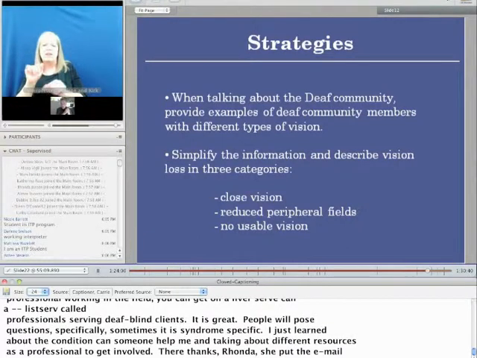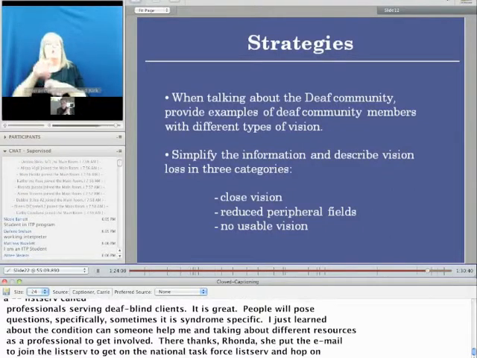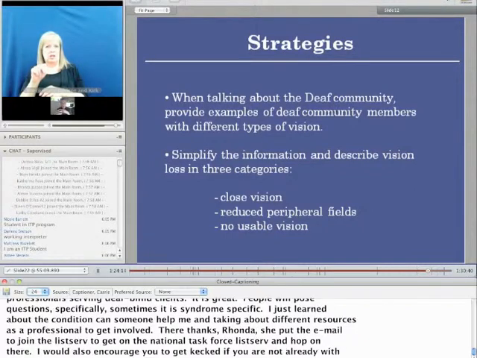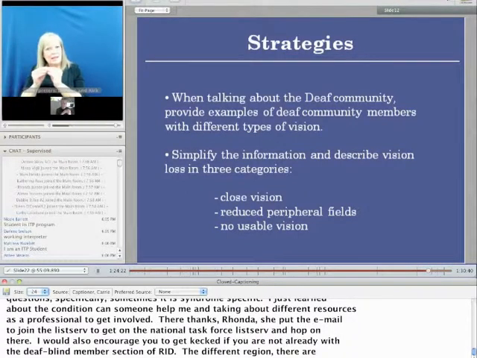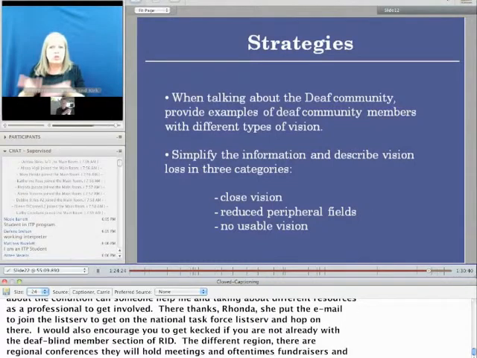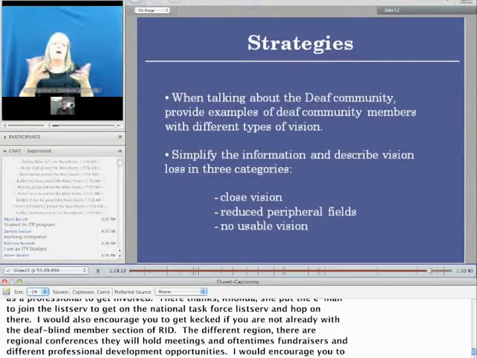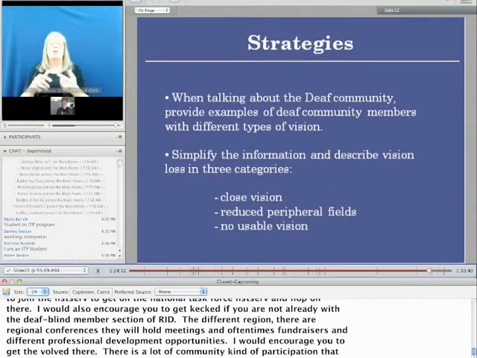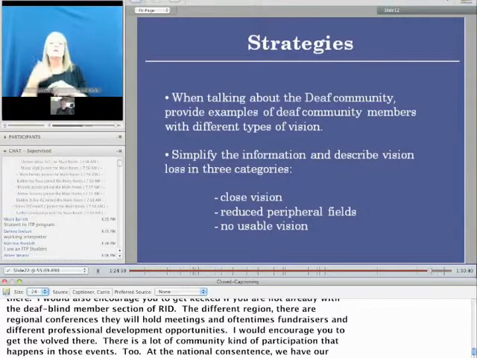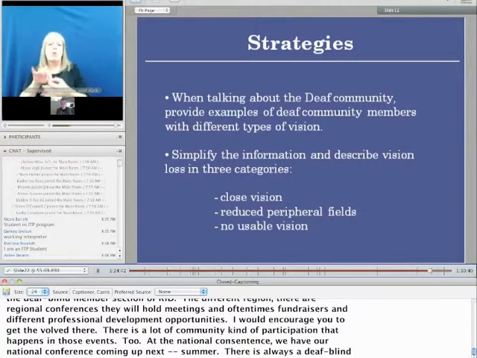I would also encourage you to get connected, if you're not already, with the deafblind member section of RID. When there are regional conferences, the different regions will host a separate deafblind member section meeting, and oftentimes fundraisers and different professional development opportunities. I would encourage you to get involved there. There's a lot of community participation that happens in those events too. Always at the national conference, we have our national conference coming up next summer, there's some sort of deafblind related content being offered, and I'd encourage you to attend those sessions.